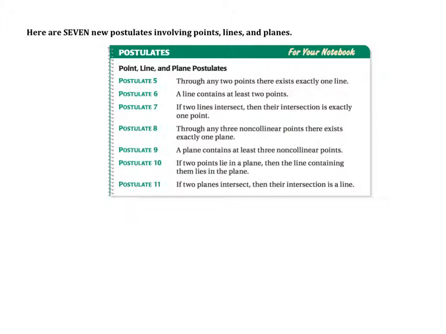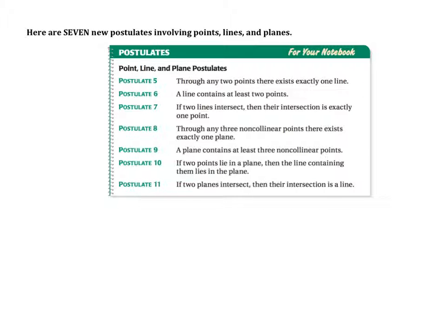So here again, if I have 2 points, 2 points determine a line, and those 2 points are lying in a plane. The line that is containing those 2 points, because we know that any 2 points are collinear, also lies in the plane. Postulate number 11: if 2 planes intersect, then their intersection is a line. This was something we talked about as well in chapter 1, and I gave you the visual of the ceiling and the wall intersecting along the corner of the wall.